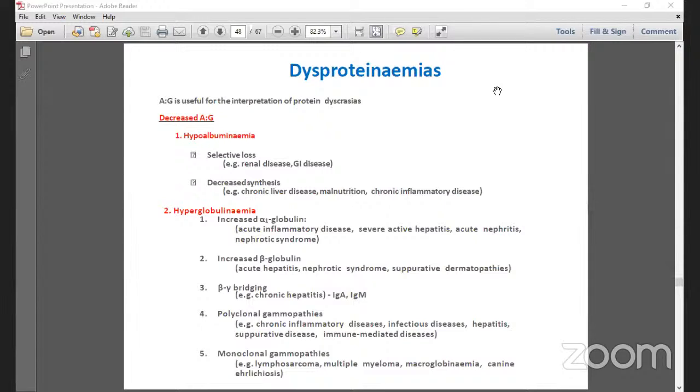Hyperglobulinemia means high globulin concentration in the blood. It could be due to increased alpha globulin, increased beta globulin, or gamma globulin, polyclonal gammopathies, and also monoclonal gammopathies.